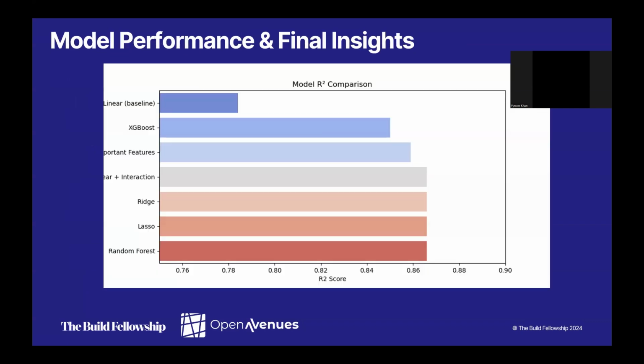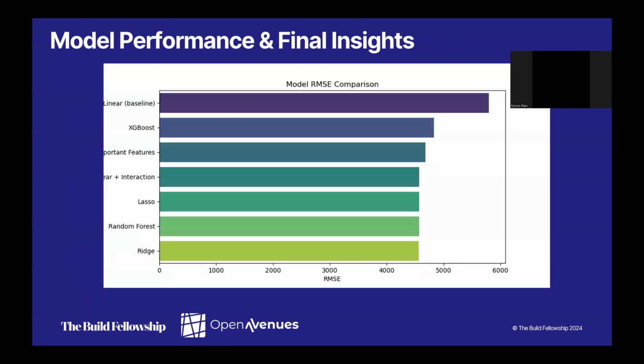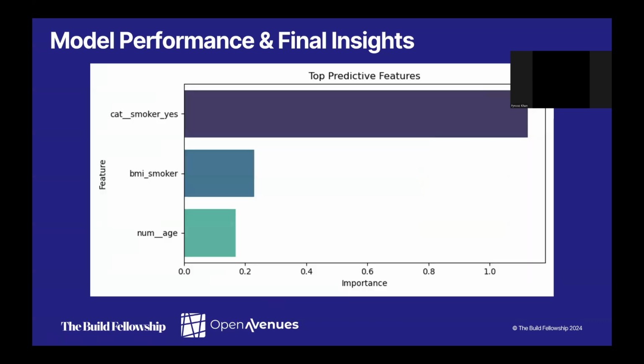Now let's look into the model performance comparison charts. It summarizes the performance of all models, and we find out that Ridge, Lasso, and Random Forest consistently led with R square near 0.866. Also, the model RMSE comparison shows that these three have the lowest RMSE values. And the key drivers of insurance costs are found to be smoking, age, and BMI.